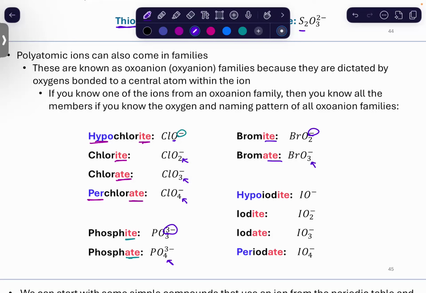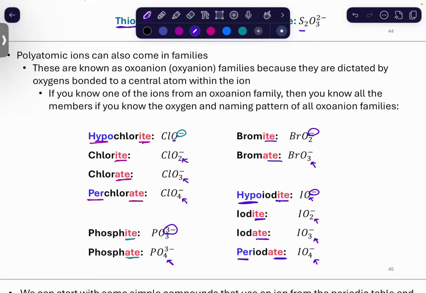And here's another full family, your hypoiodite, iodite, iodate, and periodate. Make sure you're noticing that you get the prefixes at the extremes of the family. You have two ites and then two ates, and then you have hypo and per, with hypo as your least number of oxygens and per as your most number of oxygens. And again, they just go up one oxygen, two, three, four. All of them have a -1 charge.